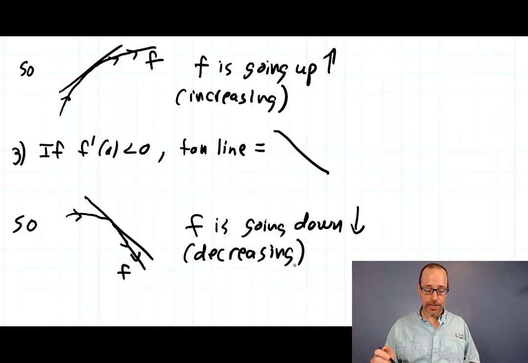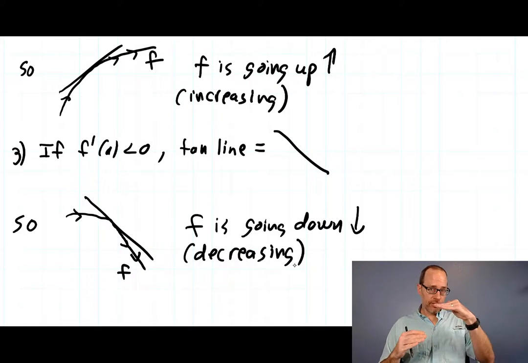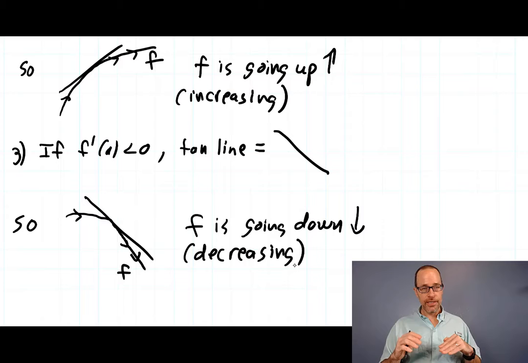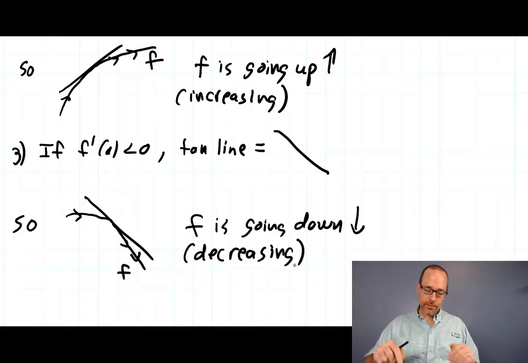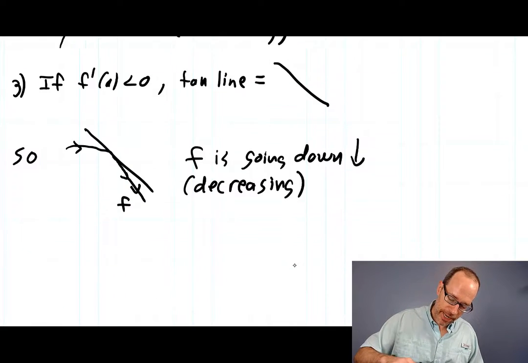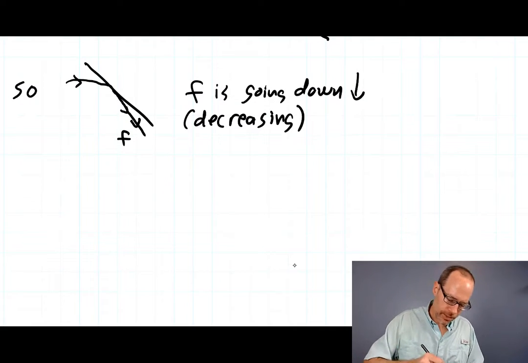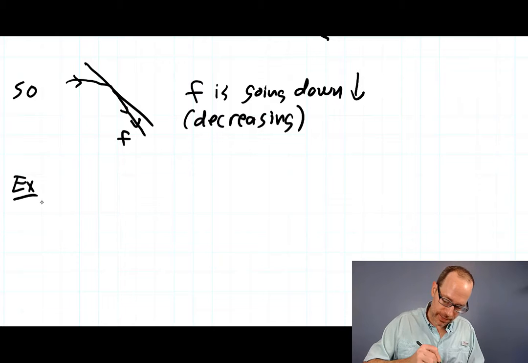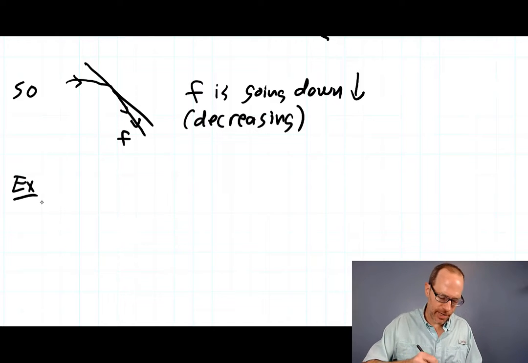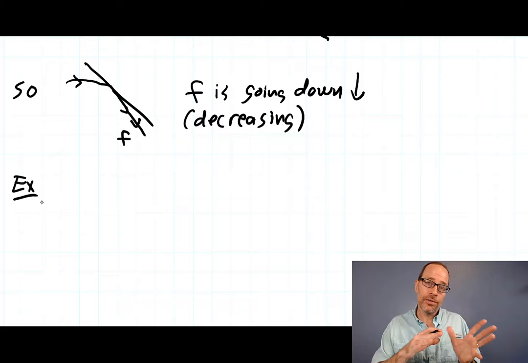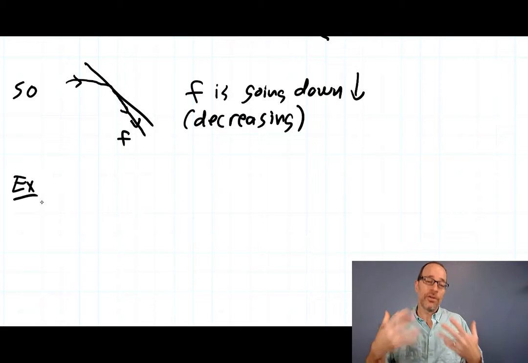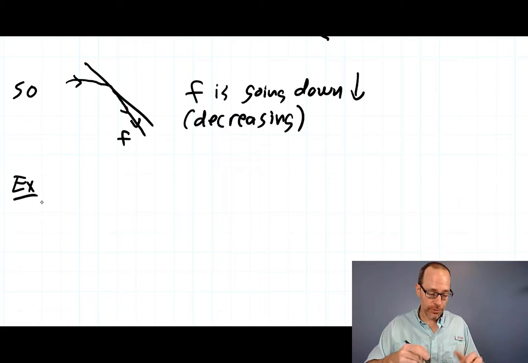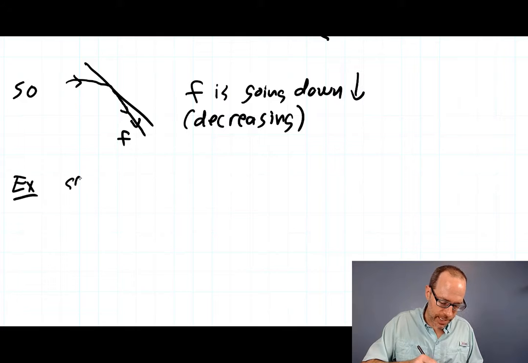Okay, so summary, if f prime is 0, your function flattens out for a second. If it's bigger than 0, your function's going up, and if the derivative is negative, your function's going down. So that tells you actually a lot about the behavior of the function. So there are two ways to play this. One is the following. You can look at the sketch of f and know something about the behavior of the derivative.